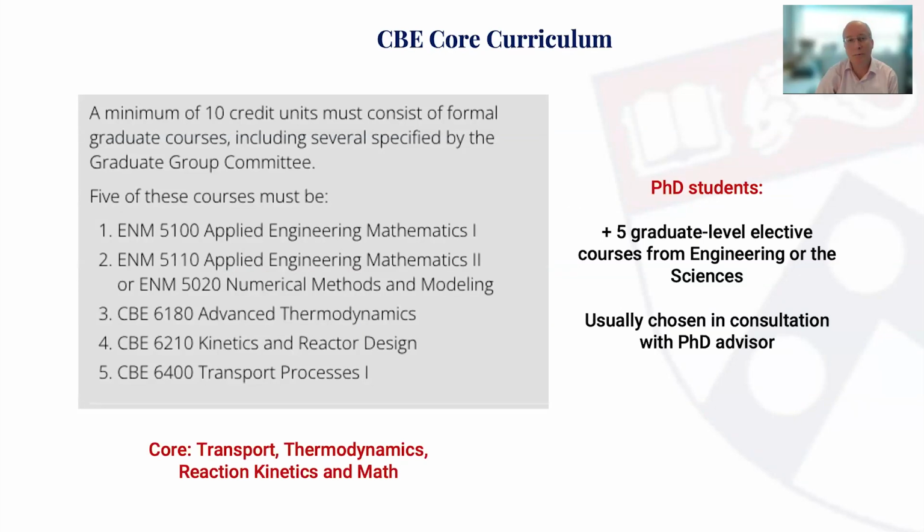The CBE core curriculum has these 5 classes in it. It's pretty standard for a chemical engineering curriculum. The students have to take 2 math and then 3 CBE cores in thermodynamics, reactor design, and transport. The PhD students take these 5 classes mostly in their first year before the qualifying exam, and they take another 5 graduate level electives. But which electives they take, they usually decide in talking to their PhD advisor.